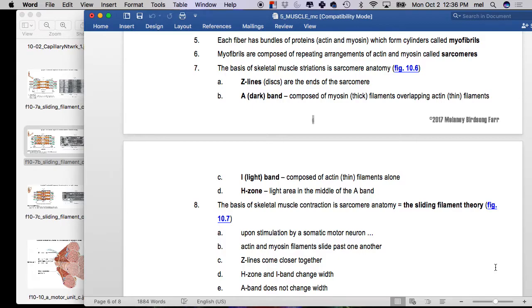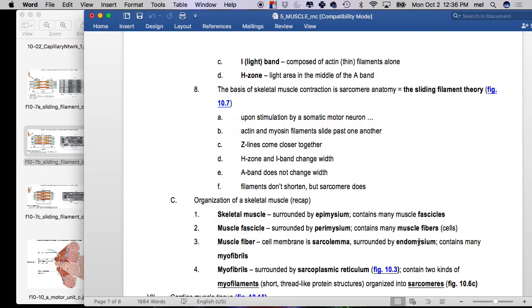There is a lot more to it. You can talk about when things bind and where ATP is used and the physiology of it. But basically the sliding filament theory says that upon stimulation by a somatic motor neuron, actin and myosin filaments will slide past one another, and the Z lines come closer together. And the H zone and the I band will change width. But what about the A band? The A band stays the same, and the filaments don't shorten, but the sarcomere does.